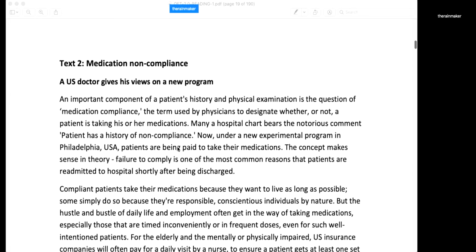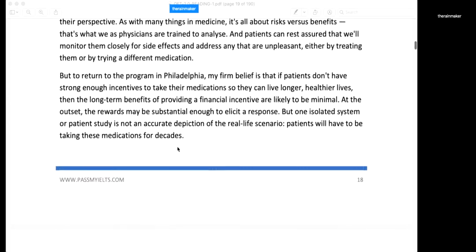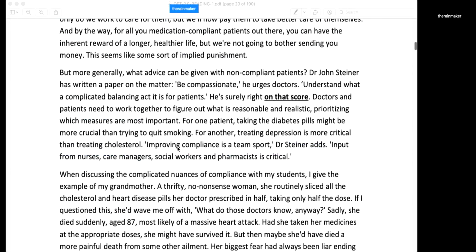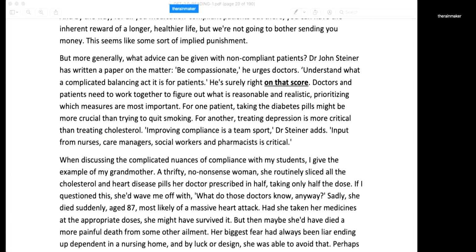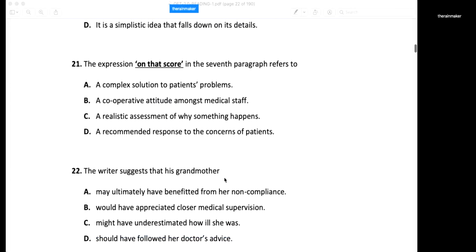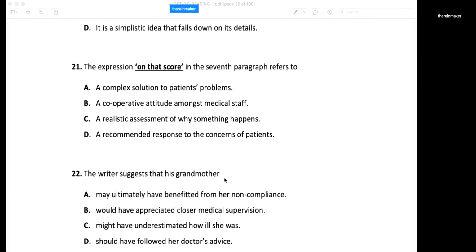Now the next text that we have here is medication non-compliance. So how many paragraphs? Look at it. 1, 2, 3, 4, 5, 6, 7. Yeah, we have 8 paragraphs. That means one question for sure per paragraph. You see there on that score that is bold. That's a sure shot question. And since it is the second last paragraph, you'll see here that it will be the second last question too. You see? This is the last end of the reading test, it says. 21st question there on that score. That's going to be the second last question.